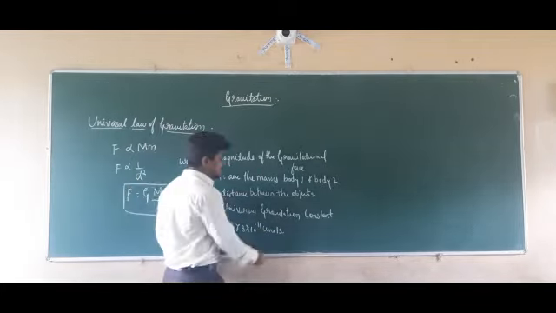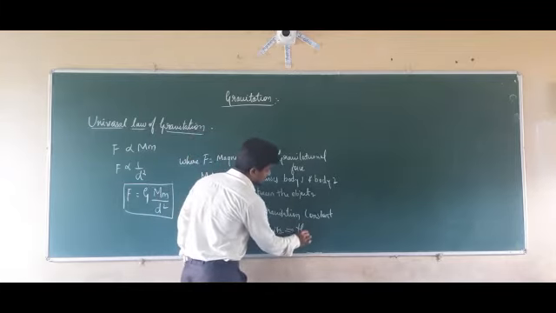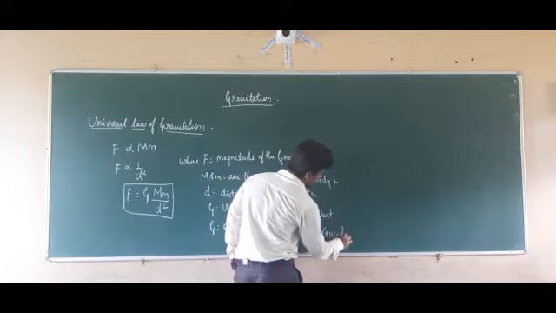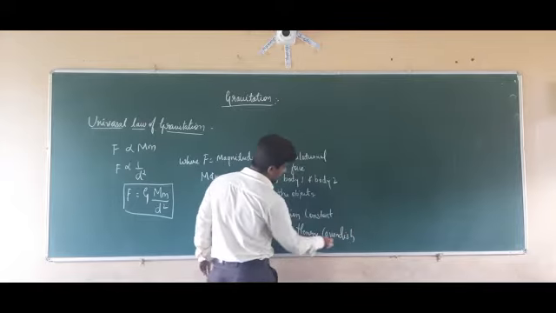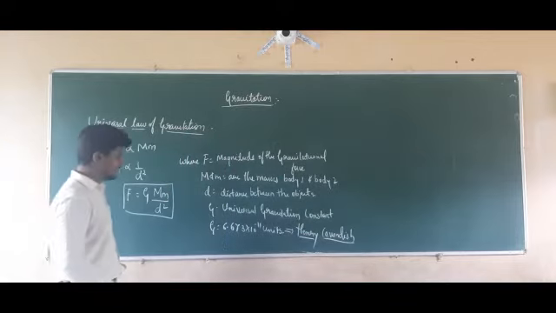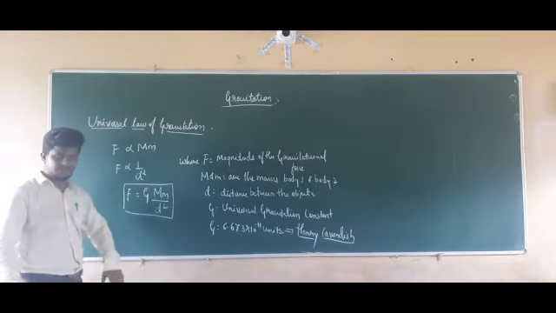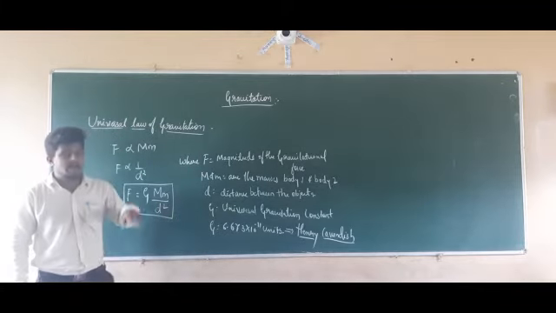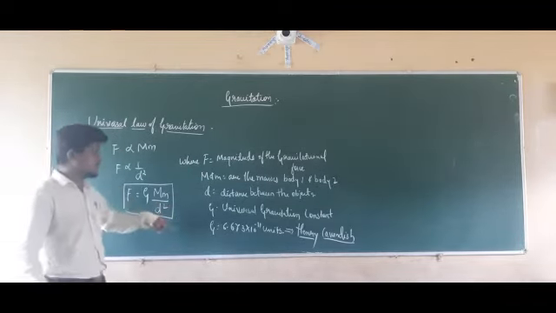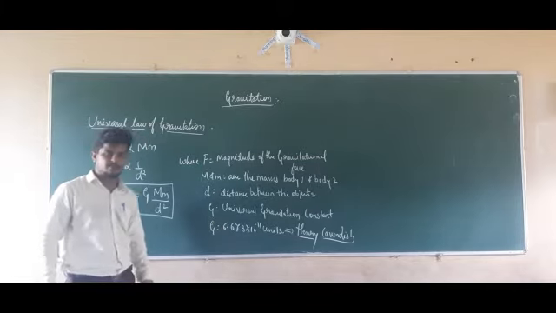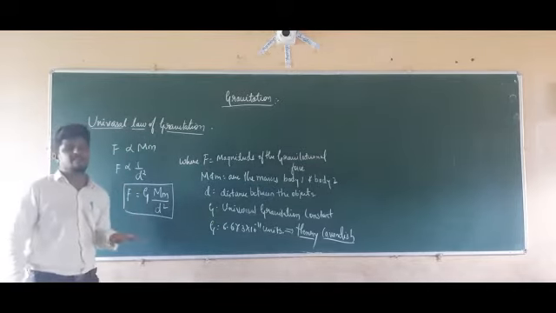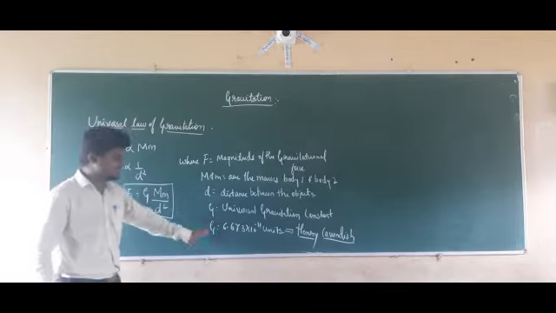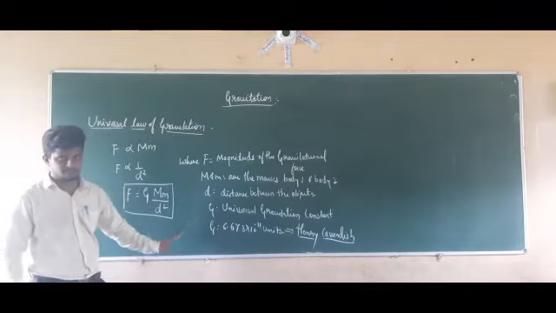It was calculated by the scientist named Henry Cavendish. The value of G, the universal constant, 6.673 into 10 raised to minus 11 units, is calculated by Henry Cavendish. It is not going to change anywhere. The value of that gravitational constant is going to remain the same. That is why it is called the universal constant.